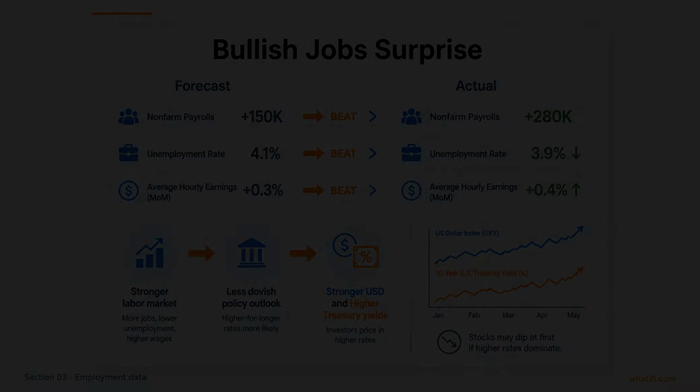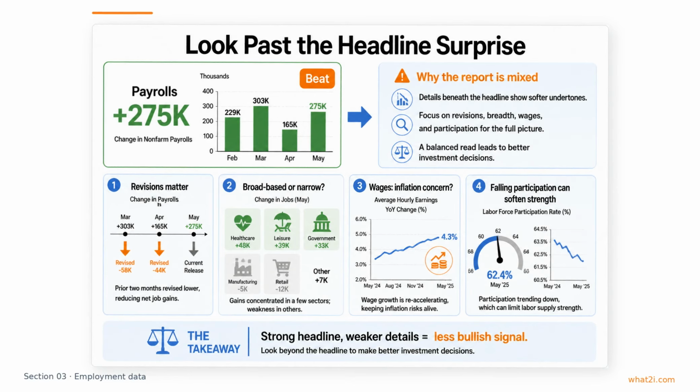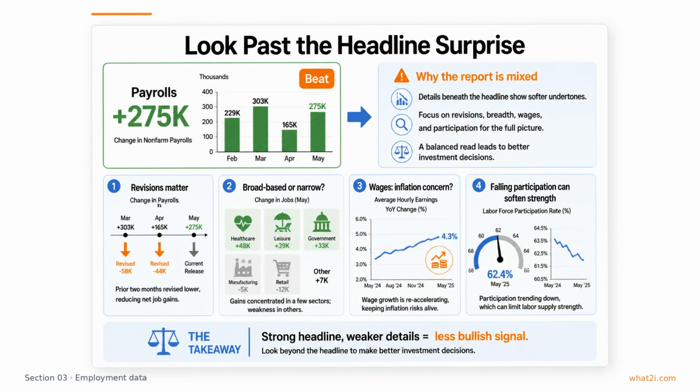A big payroll beat does not automatically mean the whole report is bullish. The first thing to check is whether earlier months were revised down, because that can offset part of the apparent strength. It also helps to see whether hiring was broad across sectors or concentrated in only a few industries. Wage growth matters too, since a hot wage number can make the report more inflationary and increase rate fears. Participation adds another layer, because falling participation can make unemployment look lower without showing true labor market strength. So the headline surprise is only the start. The details tell you whether the signal is strong, mixed, or weaker than it first appears.